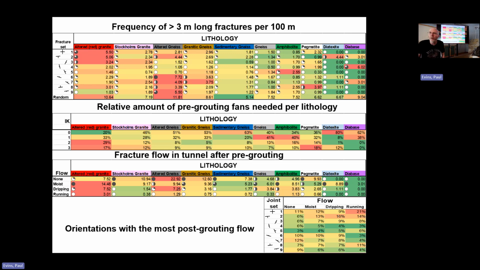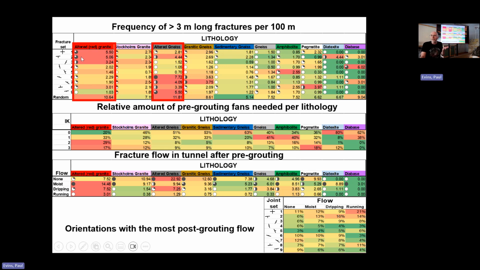They're always the most important when it comes to rock mechanics, because you can form large wedges that can fall out of rocks. Also, hydraulically speaking, they're the ones that are able to transmit a lot of water. And I started looking at this data together and seeing some interesting trends. First, if we look at the frequency of these 3 meter long fractures per 100 meters in the tunnel, we see the highest frequency of these are in the altered rocks.